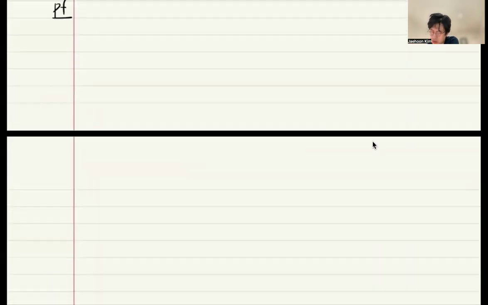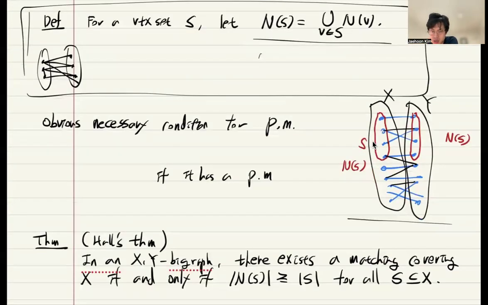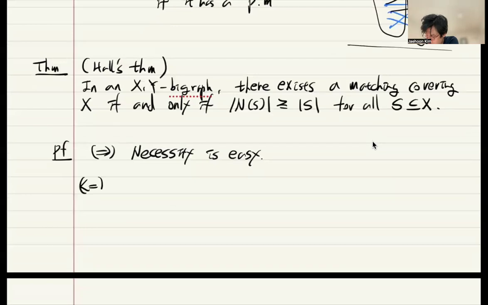So let's prove it before discussing more about its consequences. So this direction, the necessity direction, is easy. We already have discussed it here. So only thing we need to actually prove is this direction. This is called Hall's condition. If Hall's condition holds, then can you find the matching covering X?